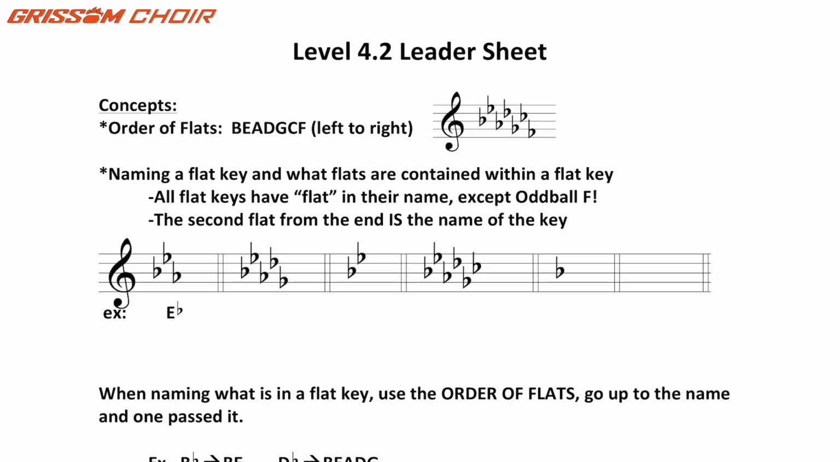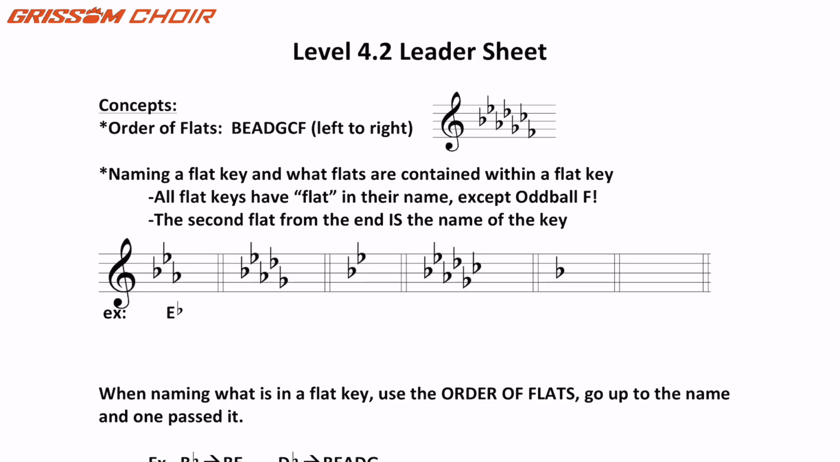4.2, we are identifying our flat key signatures and what flats are in the different types of flat key signatures. So let's remember from 4.1 the order of our flats: B, E, A, D, G, C, F, always going from left to right. When naming a flat key and what flats are contained within that key, we have to remember that all of the flat keys have the name and the symbol flat in their name, except for F. F is what we call Oddball F.